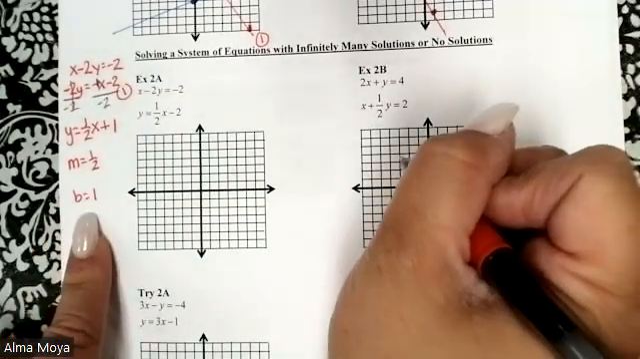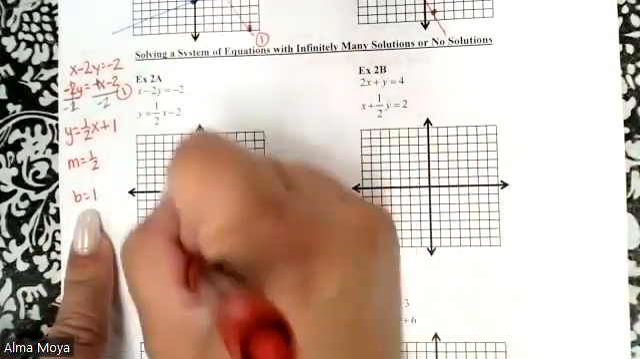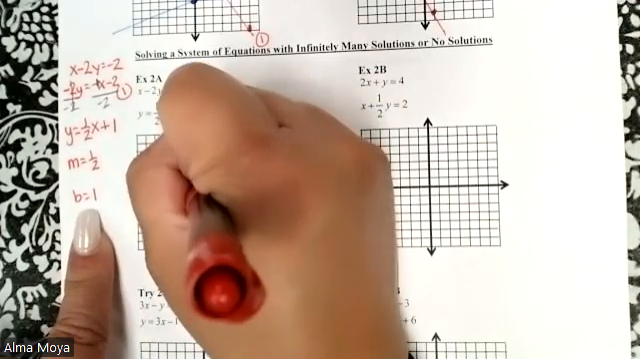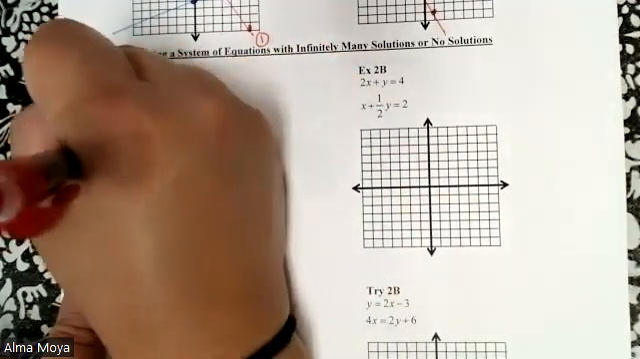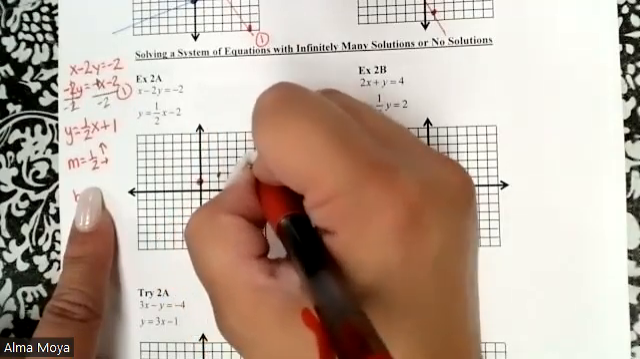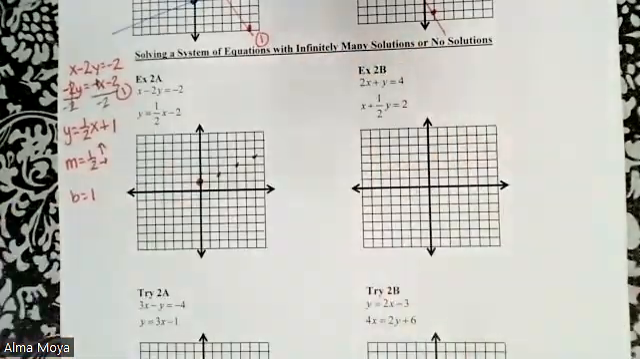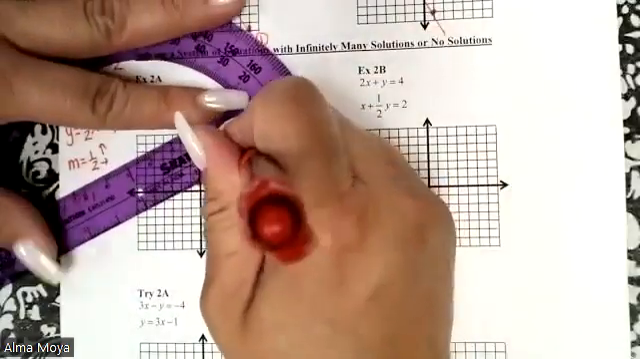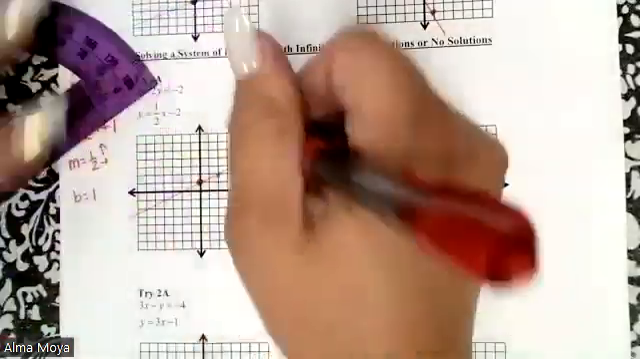You have to graph the y-intercept first. So here's the y-axis. My y-intercept is going to be at 1. And then my slope, because that's positive, I'm going to go up 1 over 2, up 1 over 2, up 1 over 2. This is equation 1.